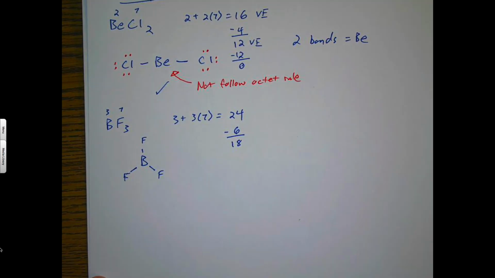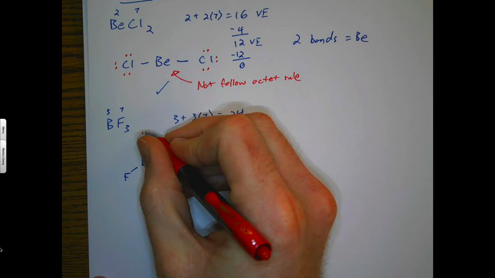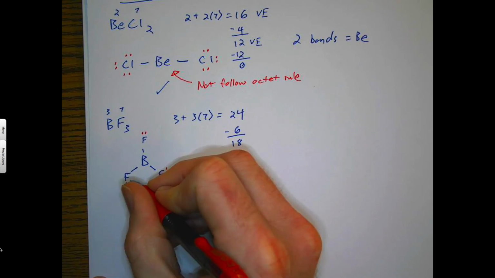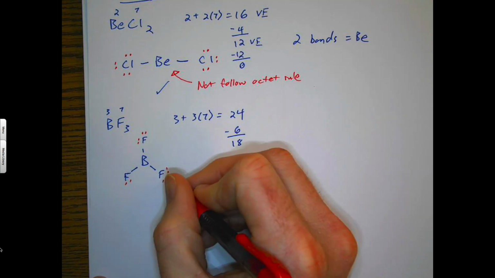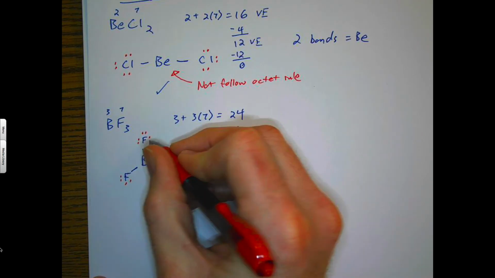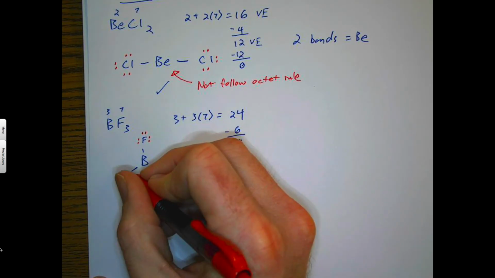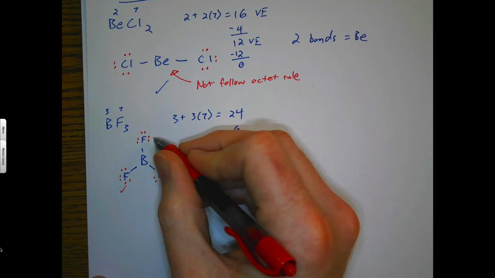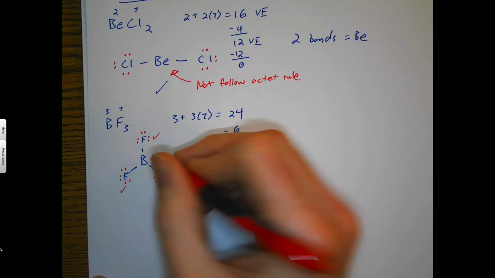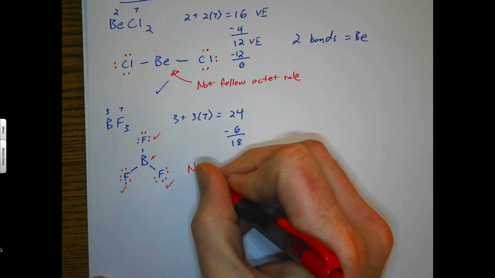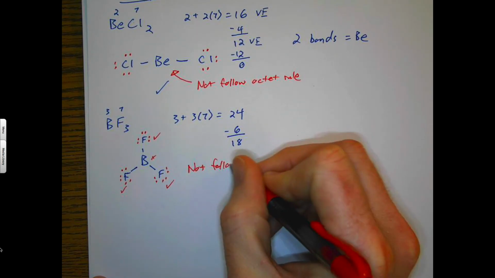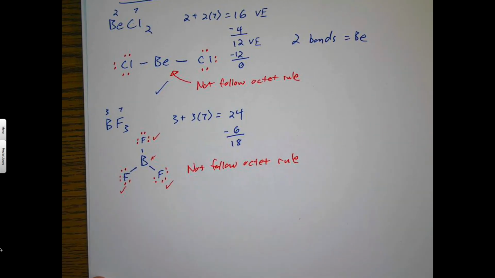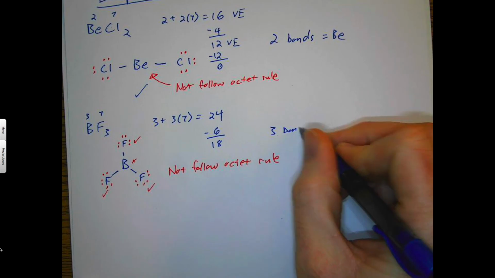We will place our electrons here. 1, 2, 3, 4, 5, 6, 7, 8, 9, 10, 11, 12, 13, 14, 15, 16, 17, 18. Fluorine follows the octet rule, but boron does not. Okay? So boron will typically only have 3 bonds.